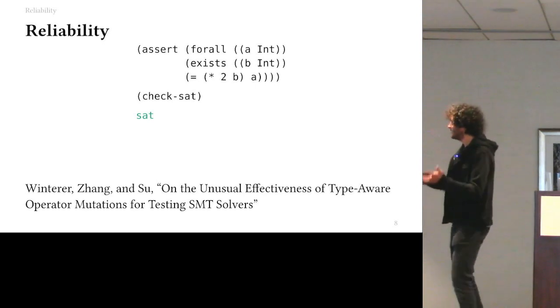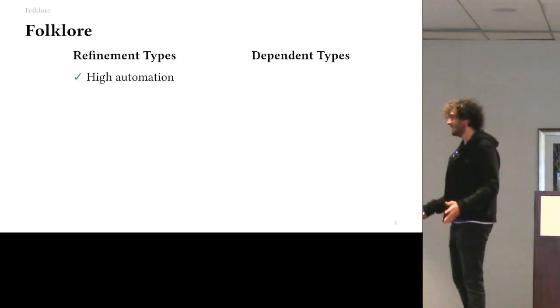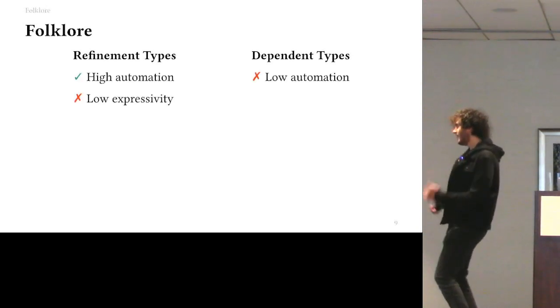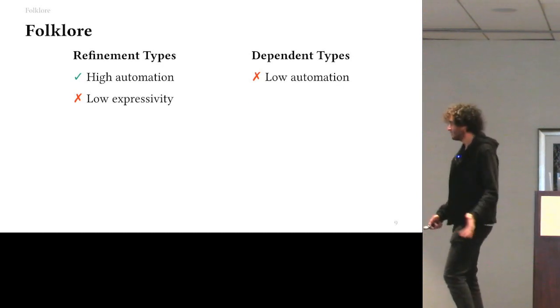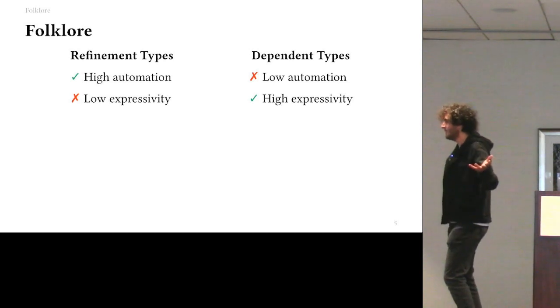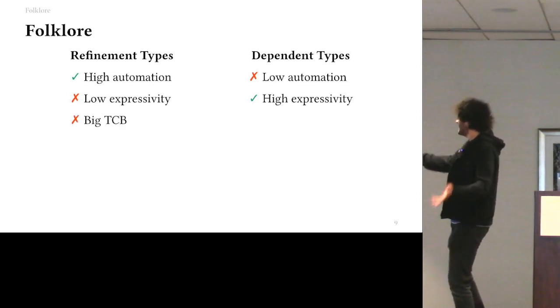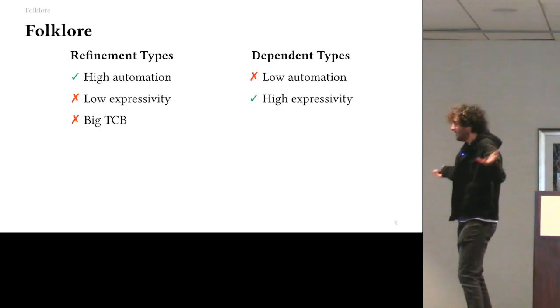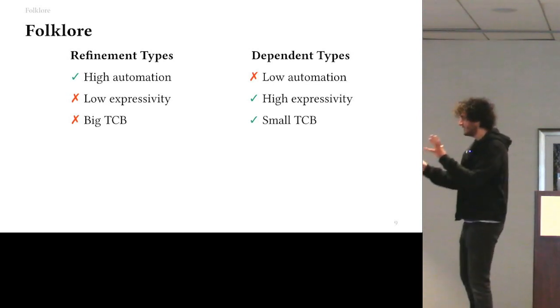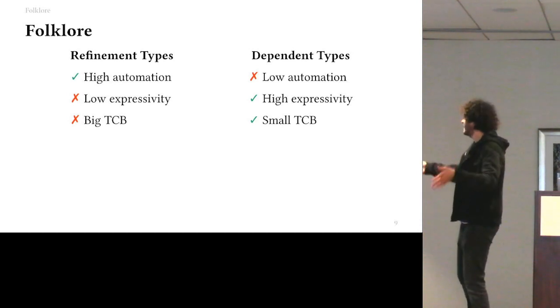And what I've done here is I've just demonstrated to you some folklore. Refinement types have high automation. Dependent types have low automation. But refinement types can only express simple properties, whereas dependent types can express super complicated properties, almost all of modern mathematics, at least if you ask Kevin Buzzard. And with refinement types, here, big trusted code base, right? Big old SMT solver. Dependent types, small TCB, the De Bruijn criterion, it's great.